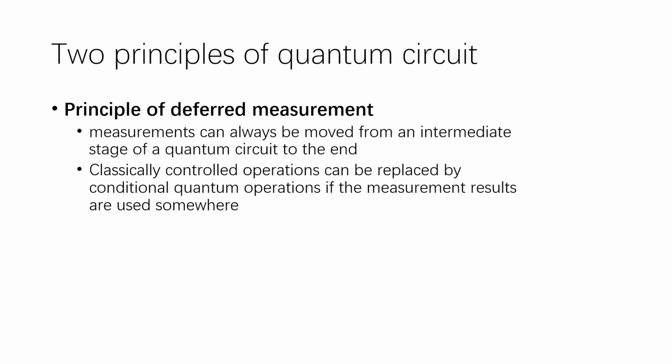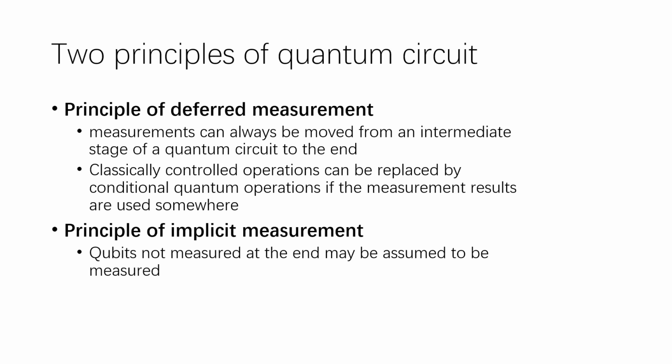The first principle is deferred measurement, which means that the measurements can always be moved to the end of the circuit, and classically controlled operations can be replaced by quantum controlled operations if the measurement results are used somewhere. And then the principle of implicit measurement is that qubits not measured at the end may be assumed to be measured. This principle is generally correct, but there could also be some counterexamples. According to these two principles, you can write some more equivalent circuits. You change the classically controlled gate to a quantum controlled gate and move the measurement to different places.